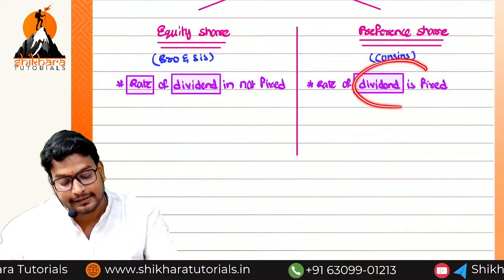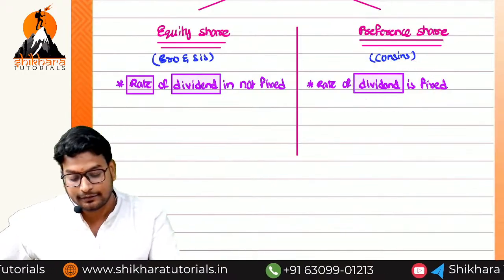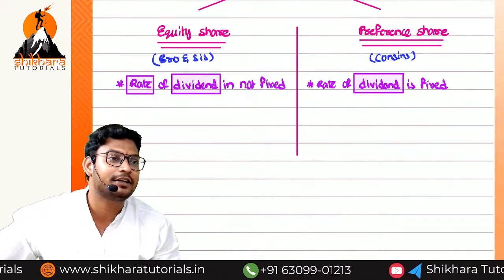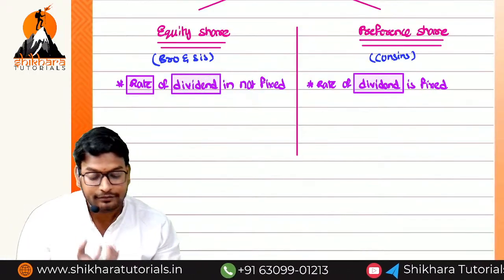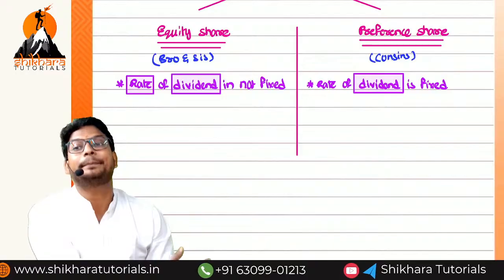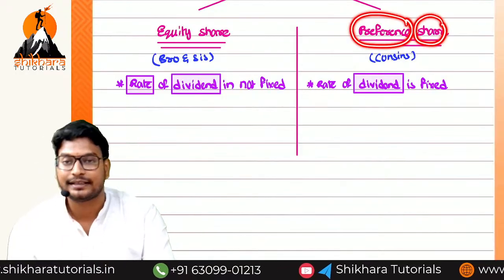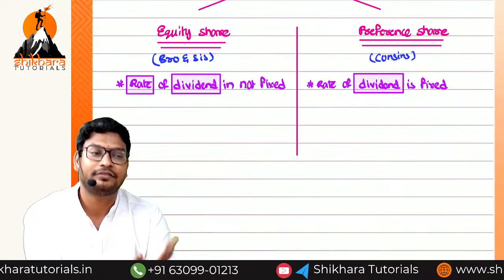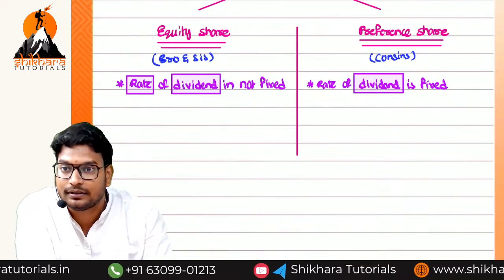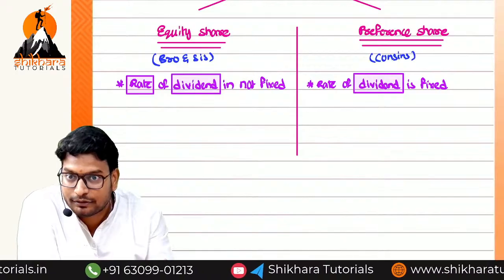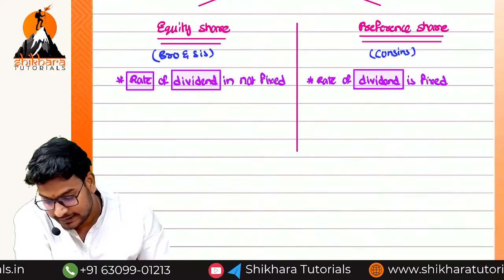So for that reason, here the dividend rate is fixed, and for us the dividend rate is fixed or not fixed? Not fixed. And we are giving the preference to whom? Preference shareholders. So that is the reason we call that type of shares preference. In English, preference is nothing but giving importance.